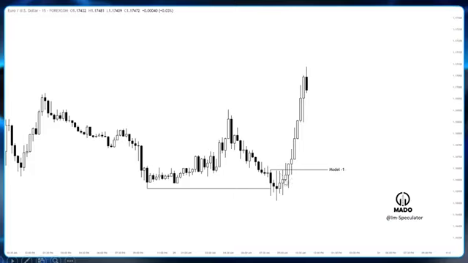So the sequence is simple. Price purged the low, then it closed above this specific candle, came back to retest that candle, and from there it expanded higher to these highs.